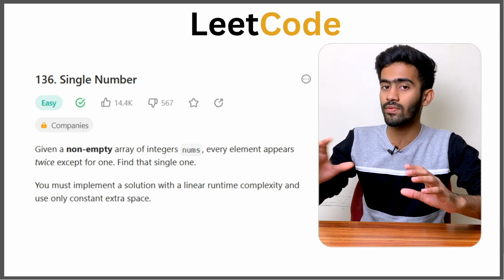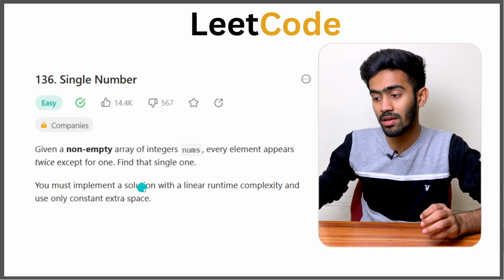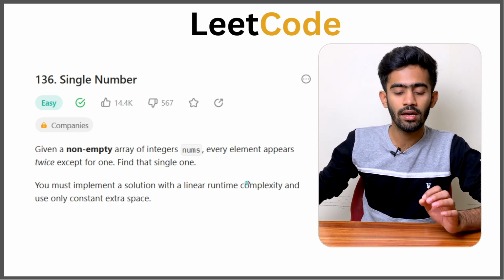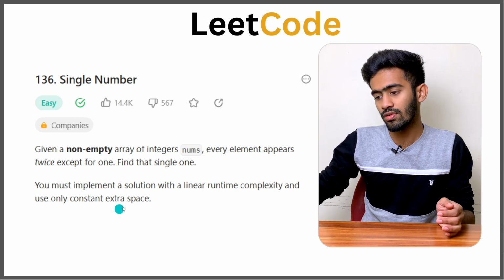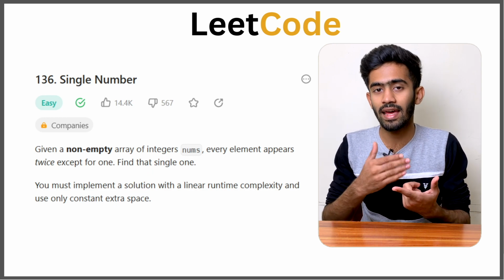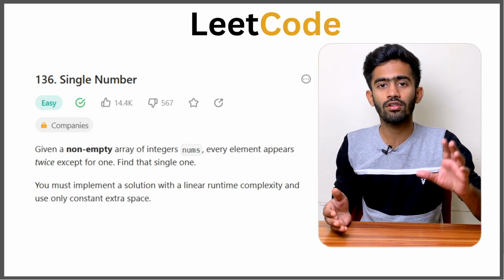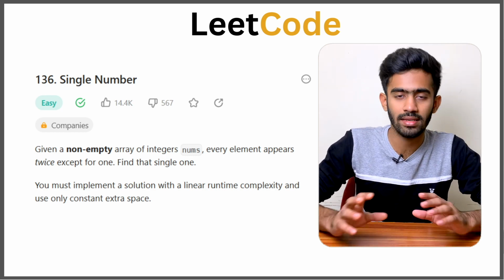That is the question being given here, and the constraint is that we have to implement a solution with linear time complexity, which means it should be of time complexity big O of n, and it should use only constant extra space, which means we can't use an external array or a hash map which takes extra space in order to store these values. So these are the two constraints that are placed here.